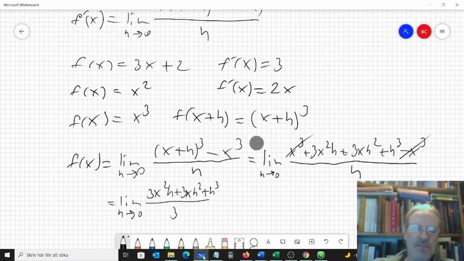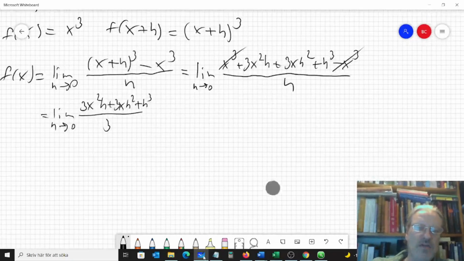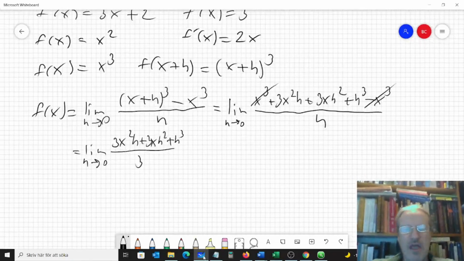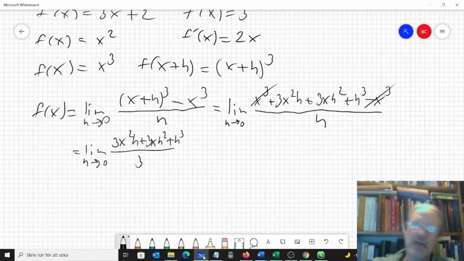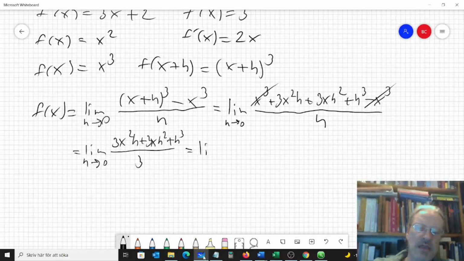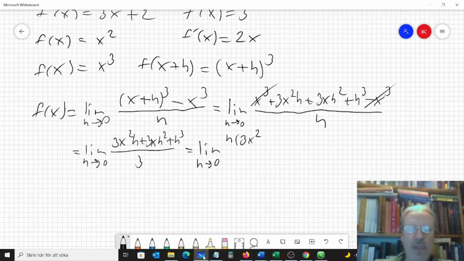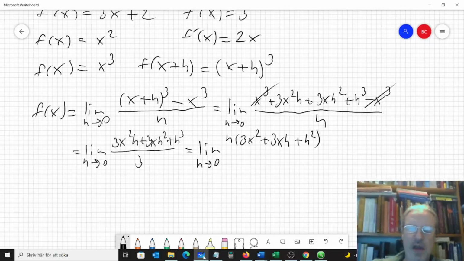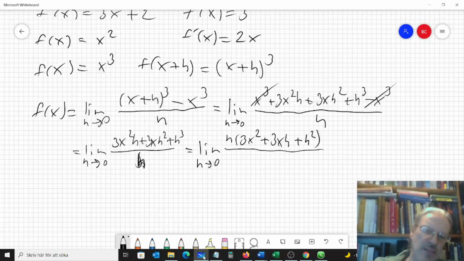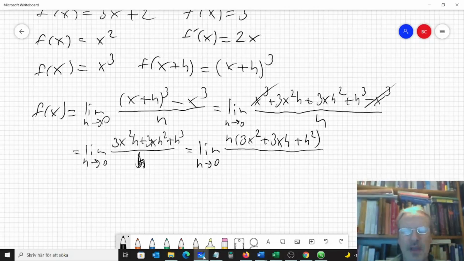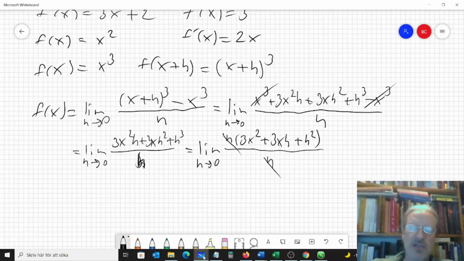But here we can see that we have a common factor h, as we had with x squared. So we can take that factor out here. So h, and we get 3x squared plus 3xh plus h squared over, oh, and that should be an h there, right? Sorry. Over h, and the h and h will cancel.